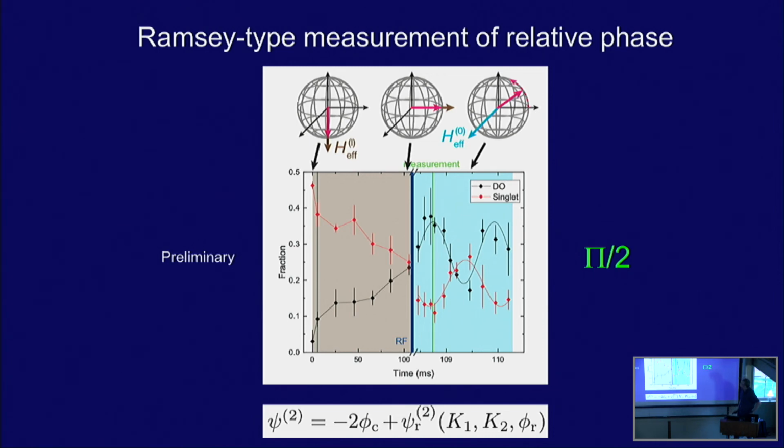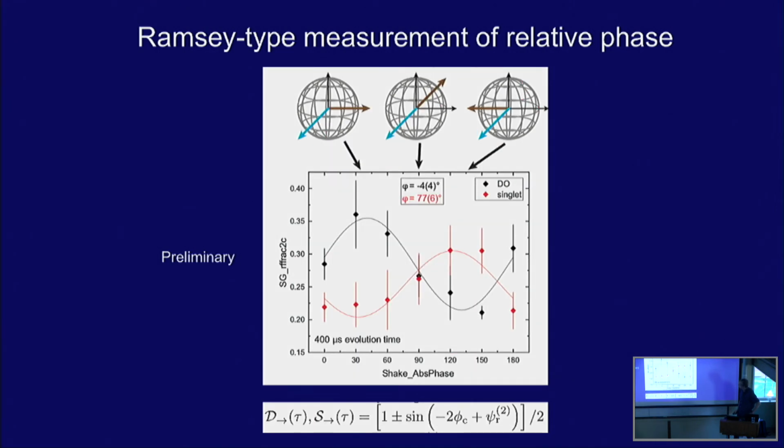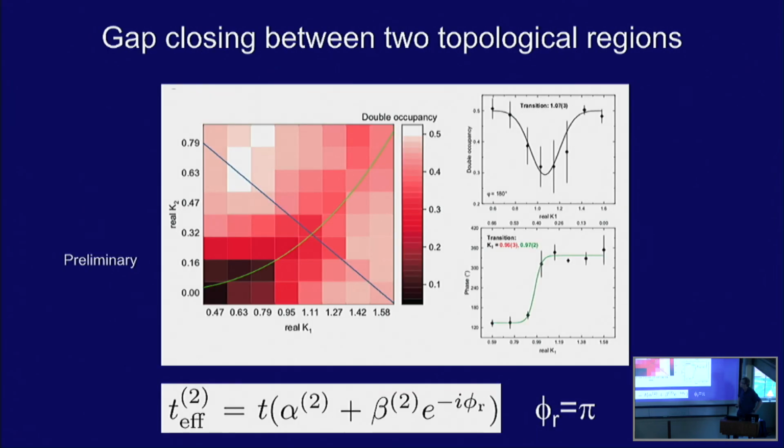And that is where this absolute phase is changed, and then we see this kind of Ramsey fringes, and from those we can determine the relative phase. And now we can plot.